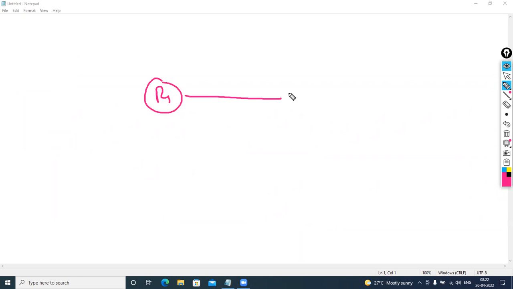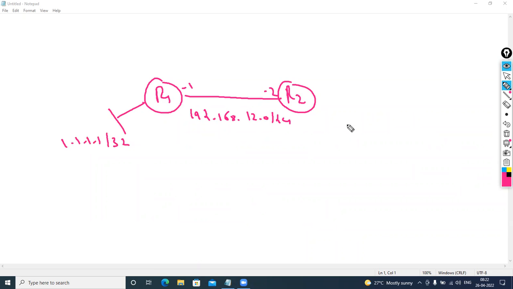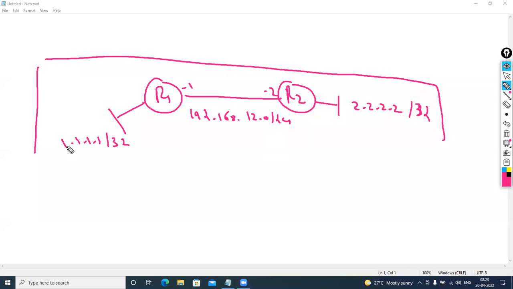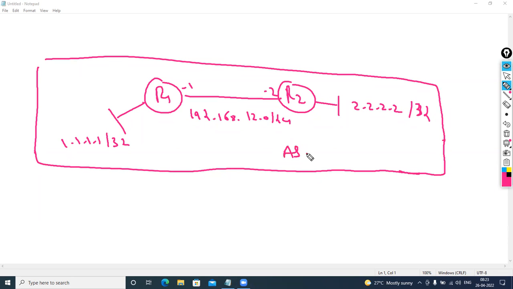Take two routers. We have 192.168.12.0/24, with .1 and .2, and we'll use ASN 12. And then we'll be seeing how to read the neighbor table and the topology table.